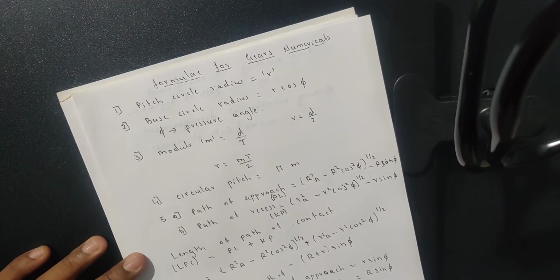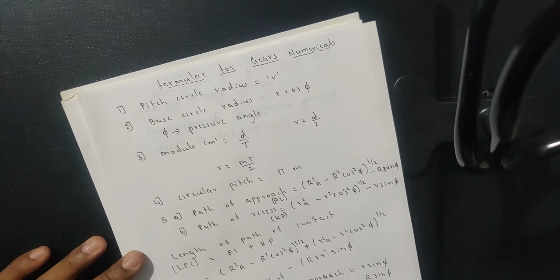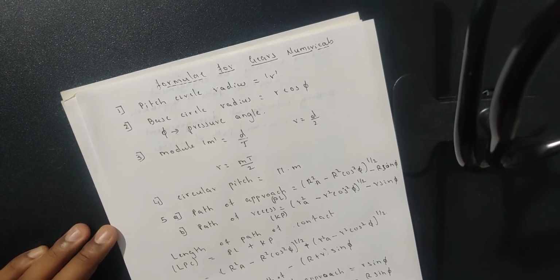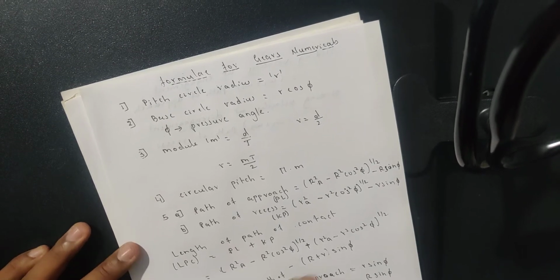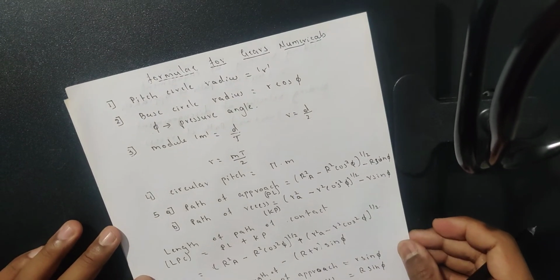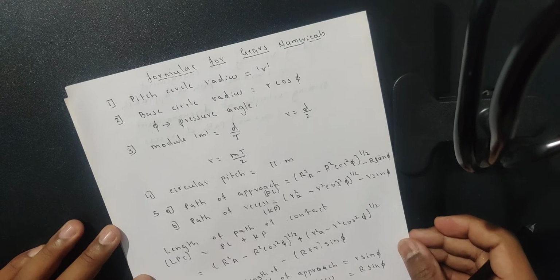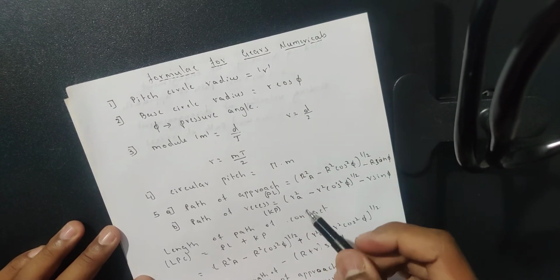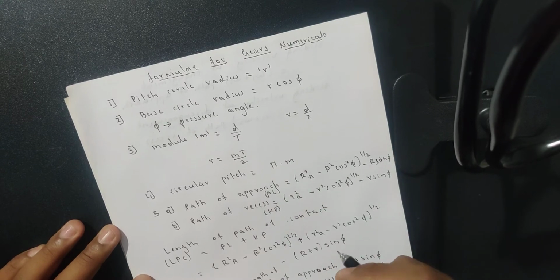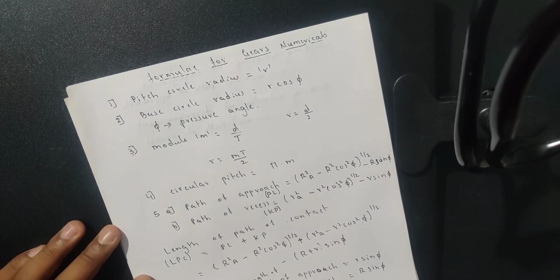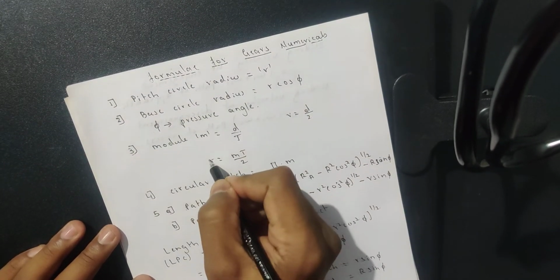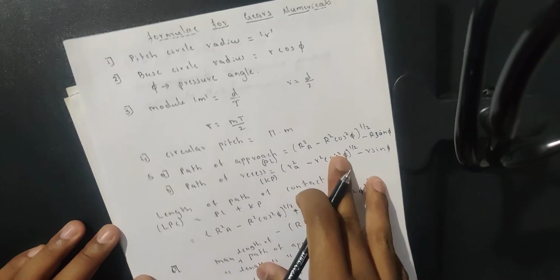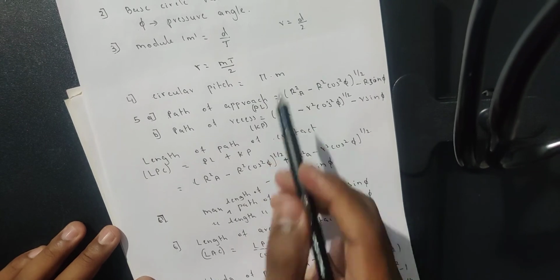So this is the pitch circle radius, which is given as r. The base circle radius is given as r cos phi, where phi is the pressure angle, and m is the module. Module is given as d by t, so if I take r equal to d by 2, or d equal to 2r, we can get the formula for the pitch circle radius. Then we have the circular pitch, which is given as pi m.